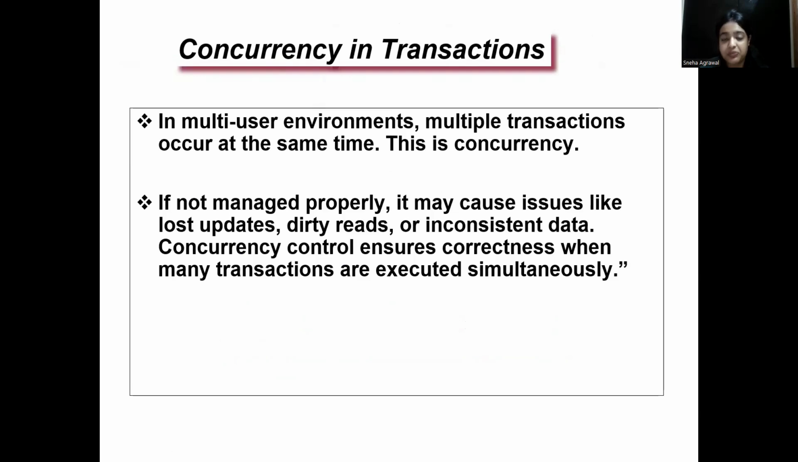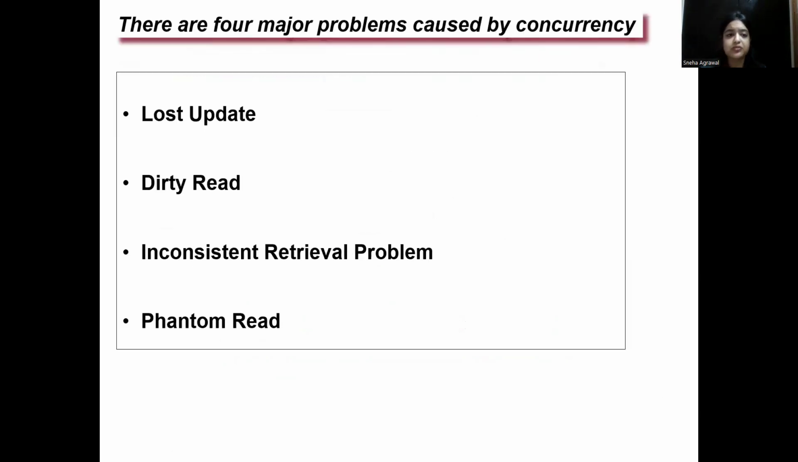So this is durability. Now let's understand concurrency, which is our major topic. In multi-user environments, multiple transactions occur at the same time. This is concurrency, and if it is not managed properly, many issues can arise, for example lost updates, dirty reads, or inconsistent data. We will discuss all of them in detail further. Concurrency control ensures that all the transactions execute properly when they are running simultaneously.